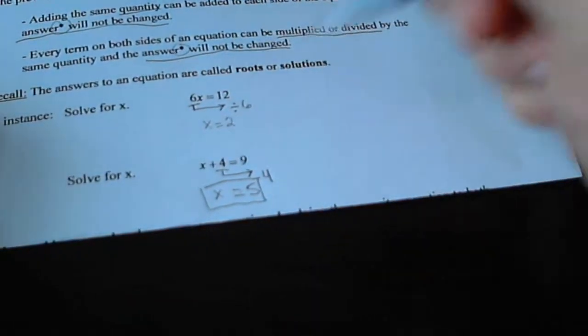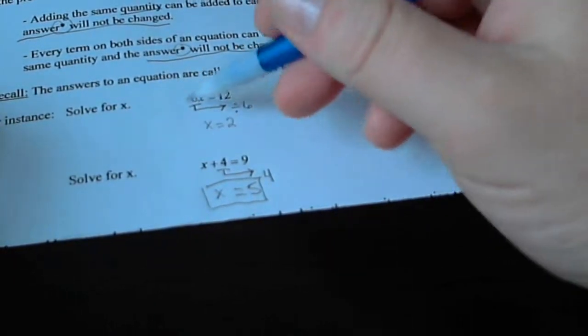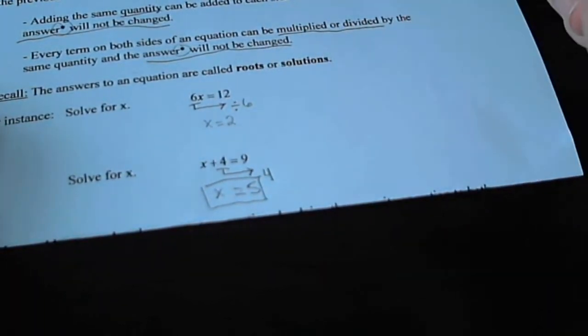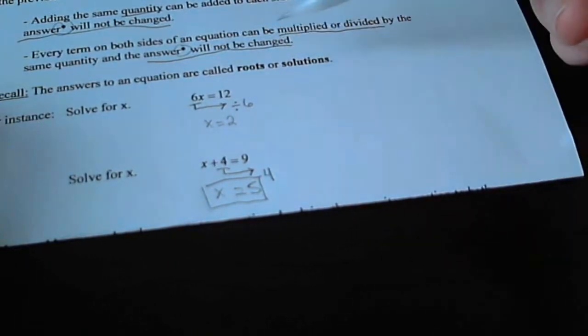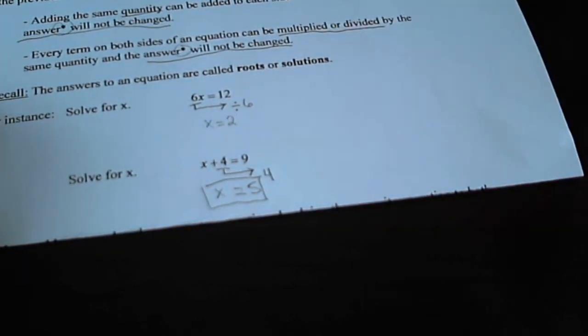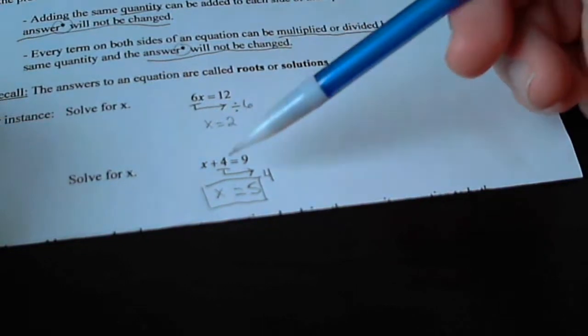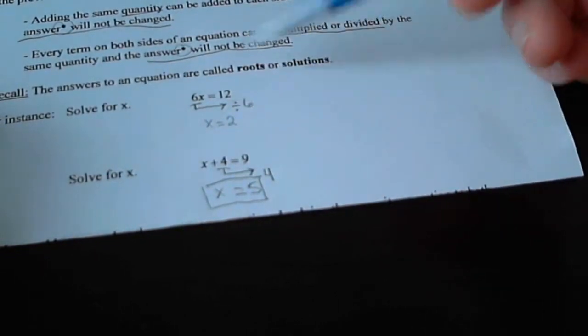Okay, this basically is the introduction into 26, and we're going to go there right now. The only thing different between this and lesson 26 is that sometimes we'll have to use both of these processes to solve what are called two-step equations. So let's go ahead and jump into number 26.